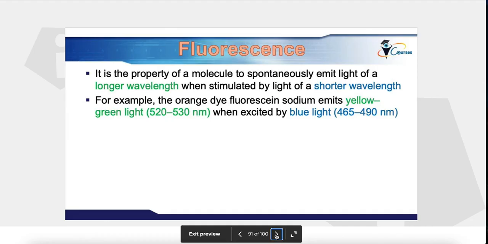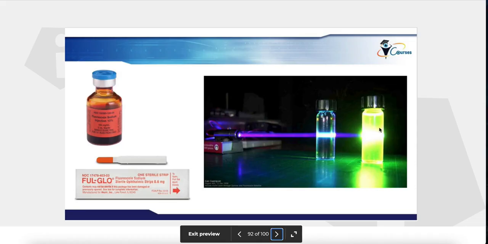So fluorescence, as we mentioned before, is the property of a molecule that makes it emit light of longer wavelength, like green, when it is stimulated by shorter wavelength, like blue. For example, fluorescein dye or fluorescein sodium will emit yellow-green light when it is excited by blue light, as you can see here. This solution has sodium fluorescein and it is stimulated by blue light, so you can see it is emitting green light. And if we stop this blue light, this green light will stop.